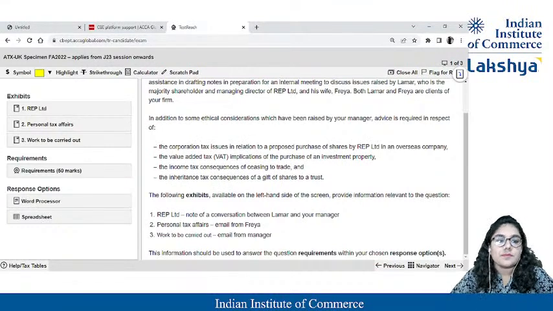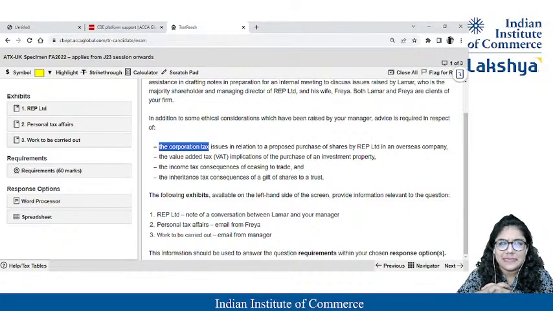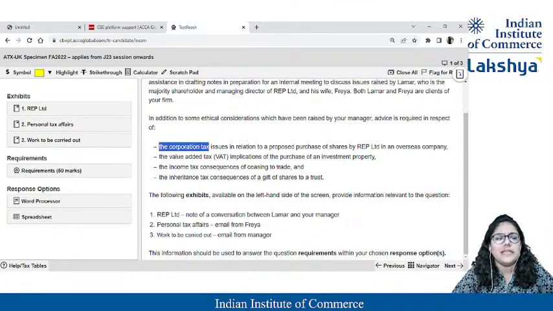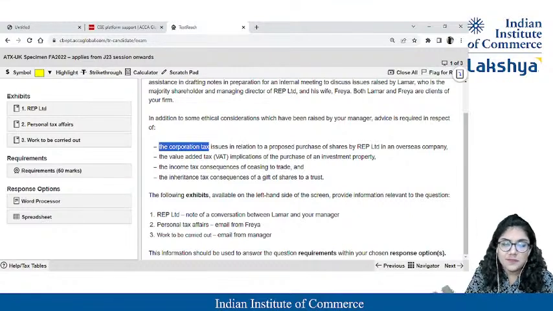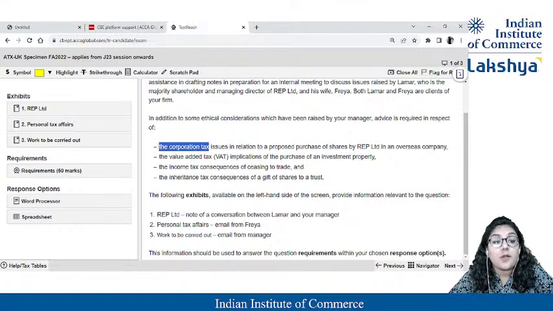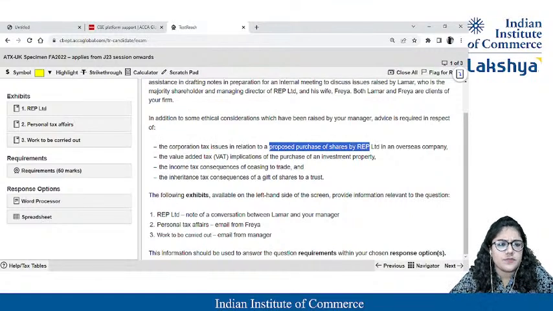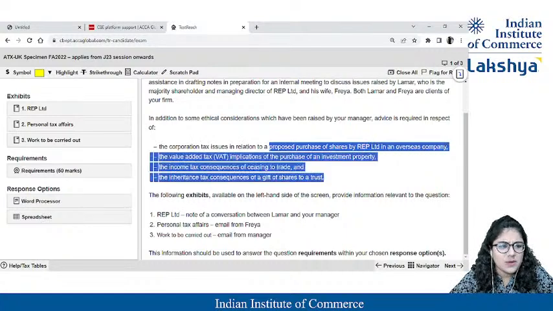First, they want to know about corporate taxes. We know that if there is a company earning income, in the UK corporate tax is to be paid at the rate of 19%. This is something which we all know. Now what is the issue? The corporate tax issue in relation to the proposed purchase of shares by REP Limited in an overseas company.